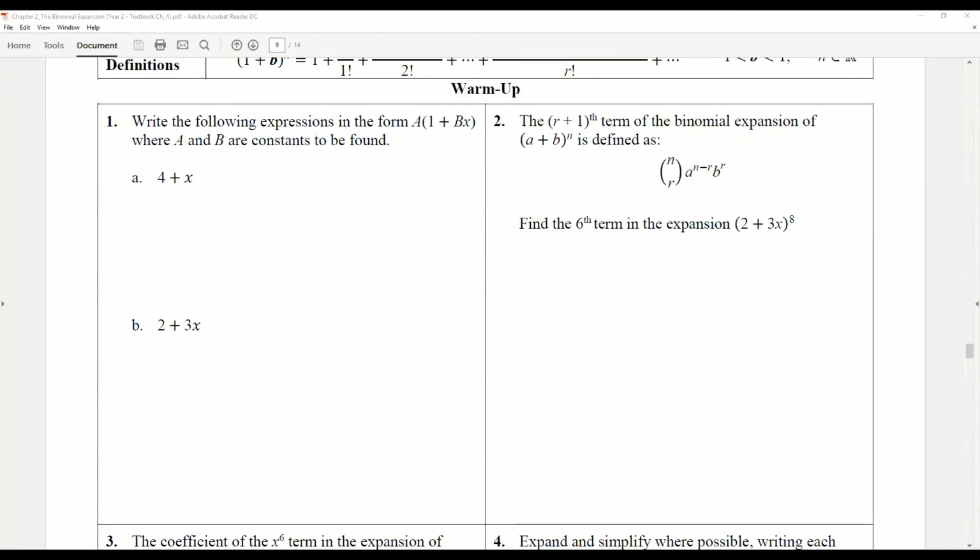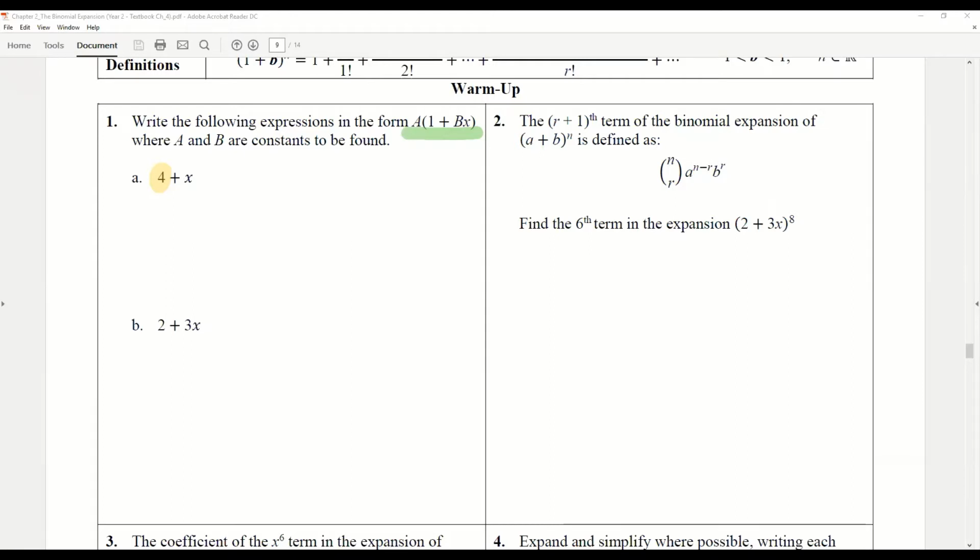All right, to get us started, let's have a look at 1 part A. We're asked to factorize it in an unusual way, in the form A multiplied by (1 + bx). Now, we have to force the first term inside the bracket to be 1. The only way I can do that in the first case is if I factor out the 4. So that's the key, isn't it? Whatever this number is, that has to be my factor that's going to go outside the bracket.